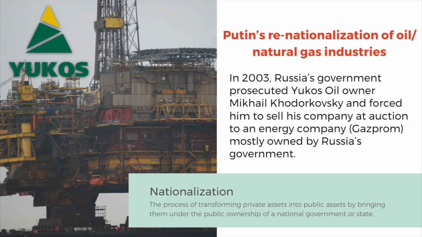When a state takes control of private assets and brings them under public ownership of a national government or state, we call that process nationalization. In 1991, the Soviet Union collapsed, and Russia began a rapid transformation from a state-controlled economy to a free market or capitalist economy. Because this change happened so quickly, many economists called this change shock therapy.